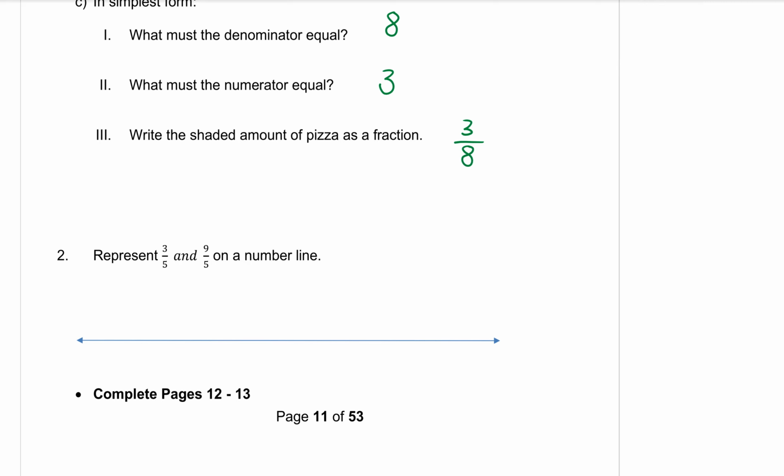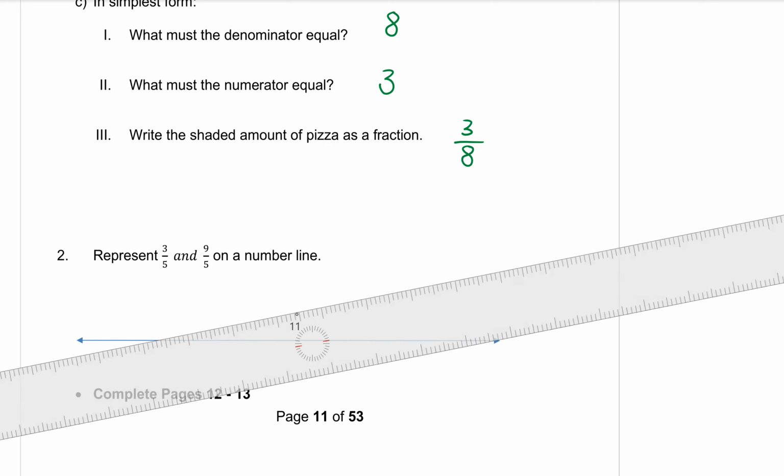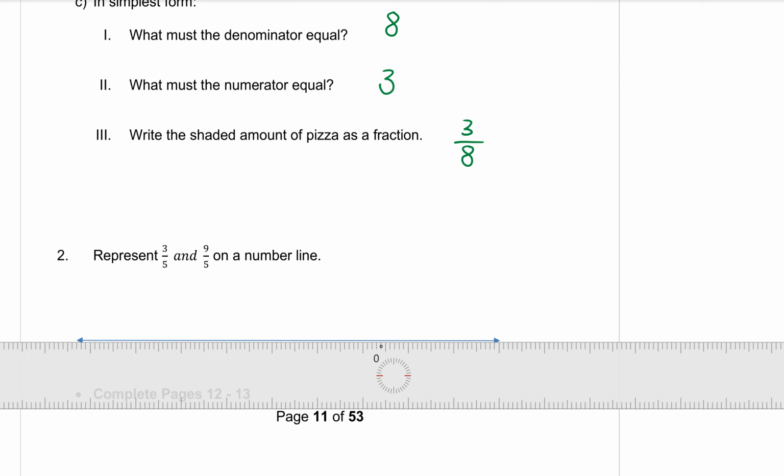So it's pretty hard, if I was only using my whole numbers, my integers, to mark 3/5 and 9/5 on there. So you can actually make your number line go up by fifths because that's the denominator that I've been given. So with your ruler, you want to measure spaces. You should always measure the spaces on your number line. I'm going to use about 1 centimetre.